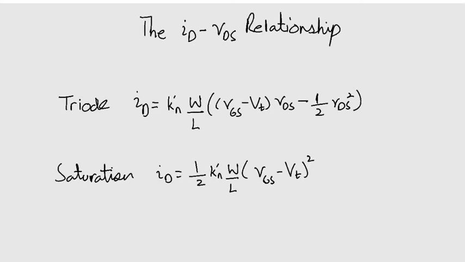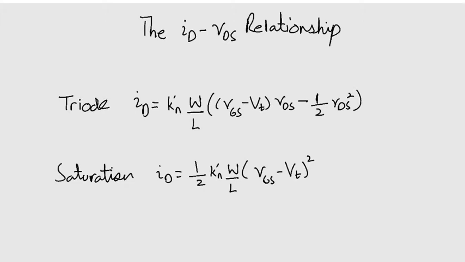Notice that there is no vDS term in the saturation region. The reason being that the current ID is independent of vDS in the saturation region. We'll study that in more detail in the upcoming lessons. Now, what are these quantities?